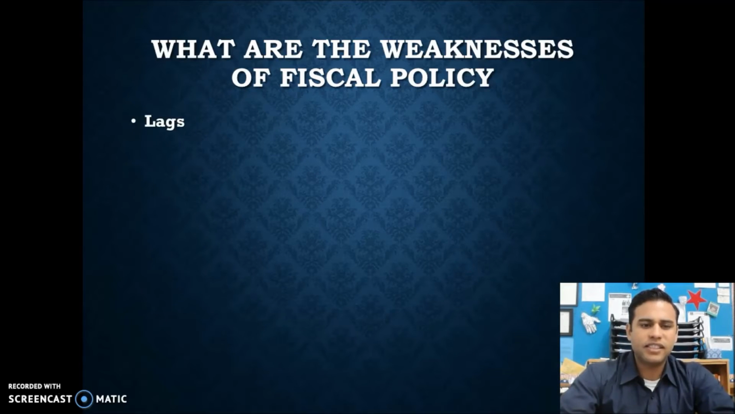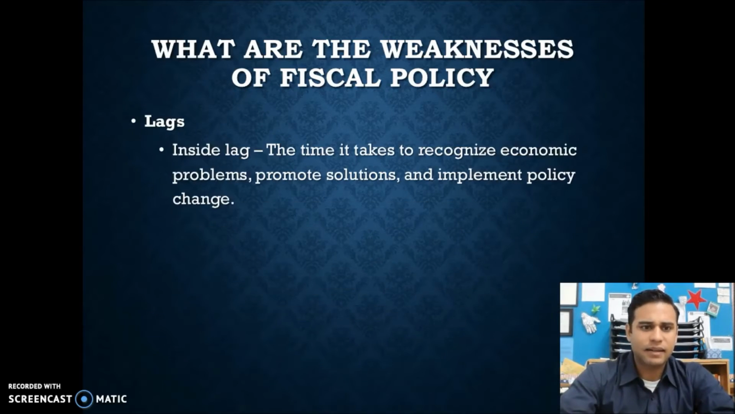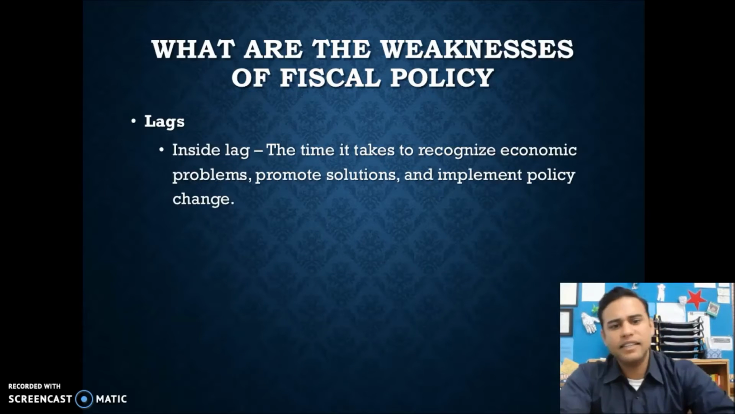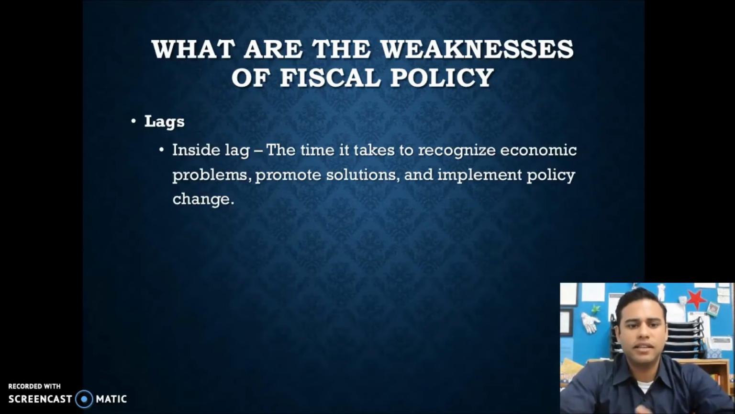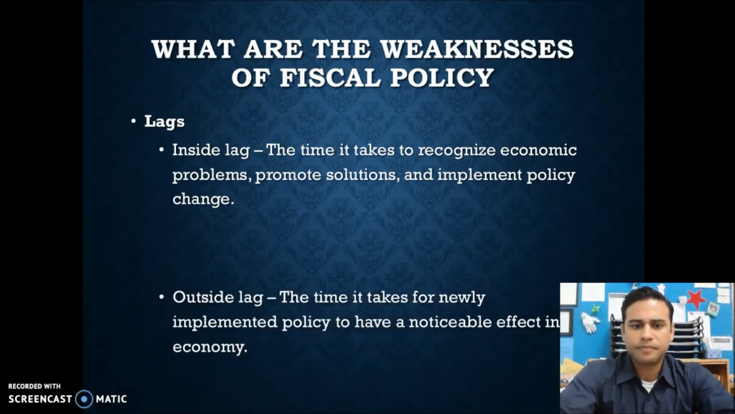Okay? And there's this thing called lags, lag time. There's inside lag. And inside lag is the time it takes to recognize that there's a problem, promote solutions, and implement a policy change. We're talking about discretionary fiscal policy here, right? We all probably are aware that Congress isn't super quick at doing anything, right? So there's a good chance that Congress can't actually respond quick enough to enact a policy that will have an effect on the recession or the inflation that we're seeing.